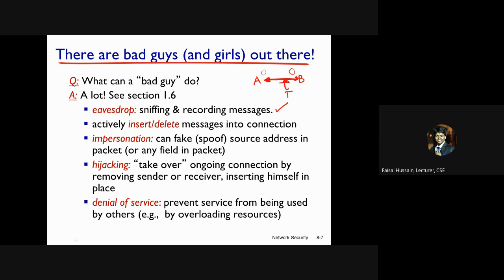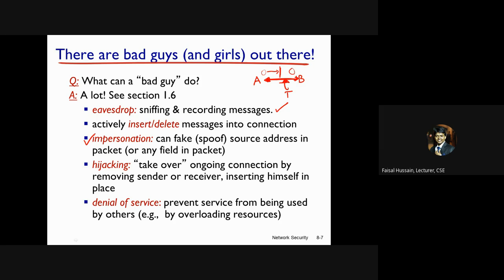Then actively insert or delete messages into the connection. So what I can do is actively change the message. Whenever the message is going, Trudy will stop the message. It will not forward the message to B directly. It changes the message and forwards it to B, just to mimic the effect that, though it is sent from Trudy, B will assume that it is coming from A. So it can insert or delete messages into the connection.